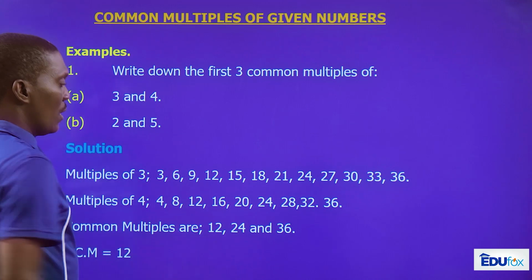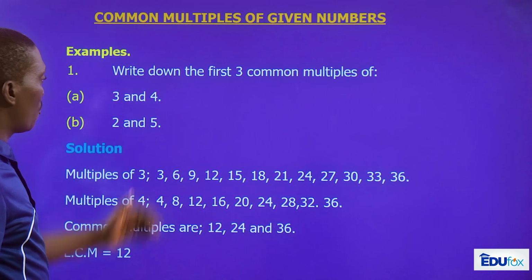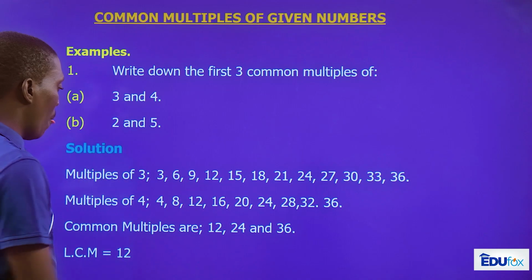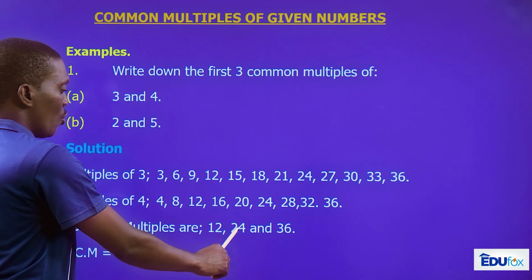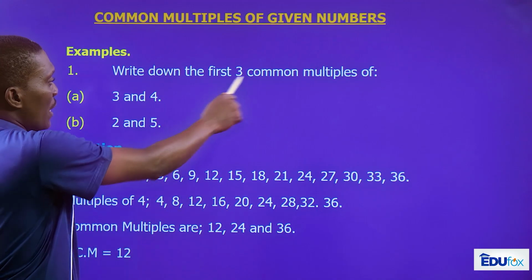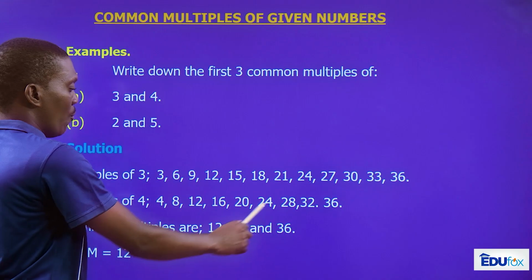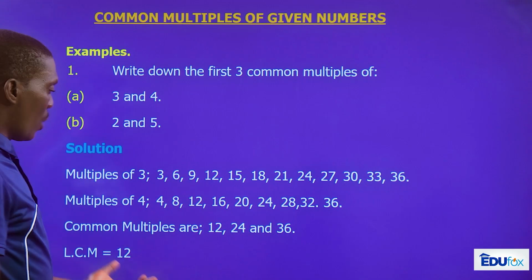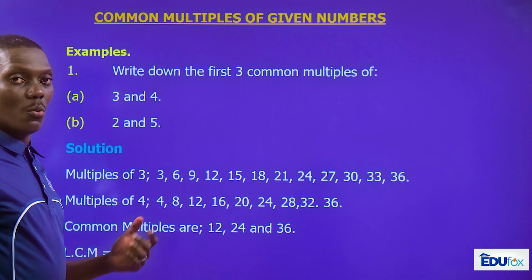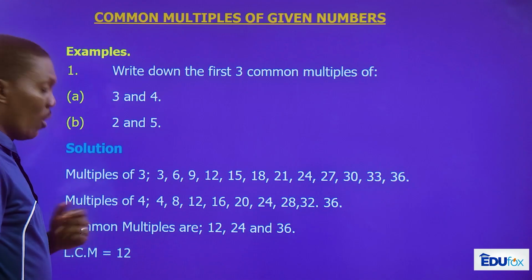So we'll pick that and we'll see the last one as 36. So the common multiples of 3 and 4 are 12, 24, and 36. So our answer, the first 3 common multiples of 3 and 4, is 12, 24, and 36. And we can see that the lowest of them, which we call the lowest common multiple, is 12.